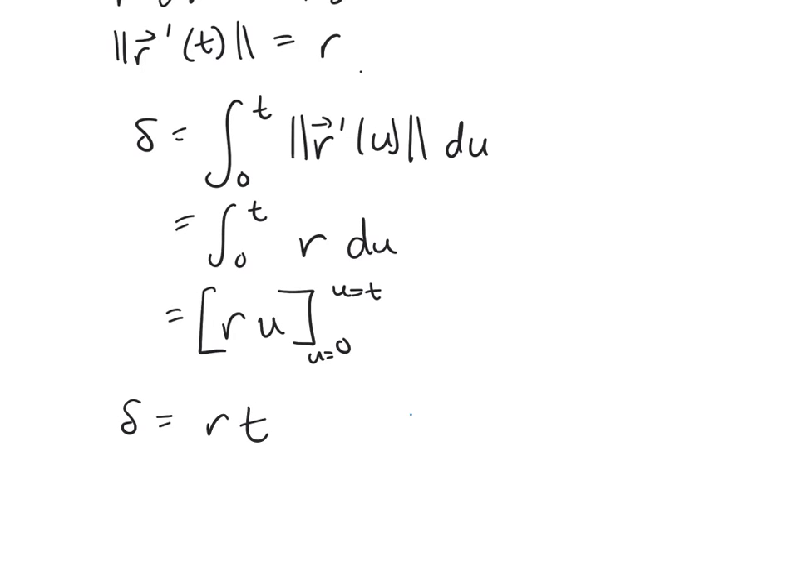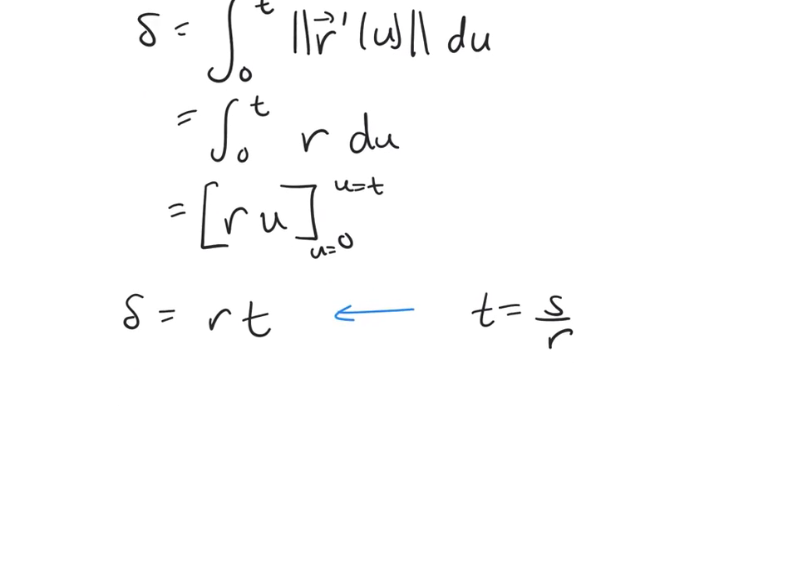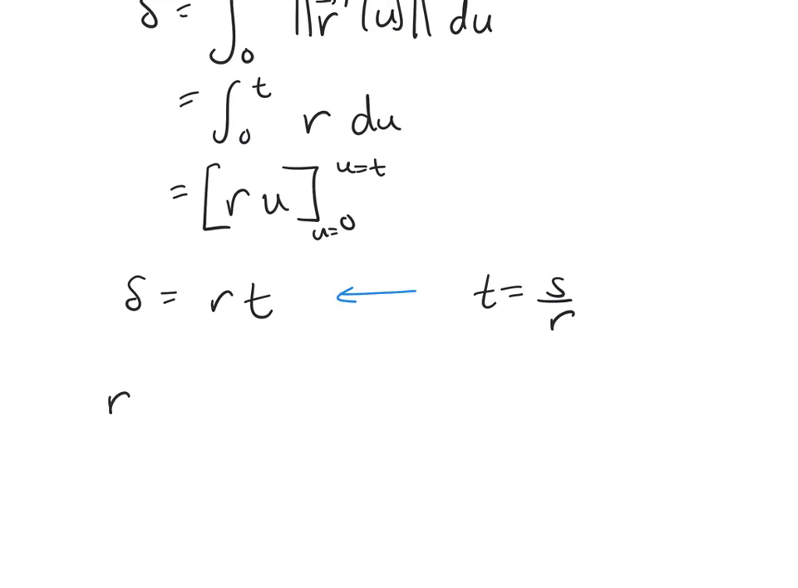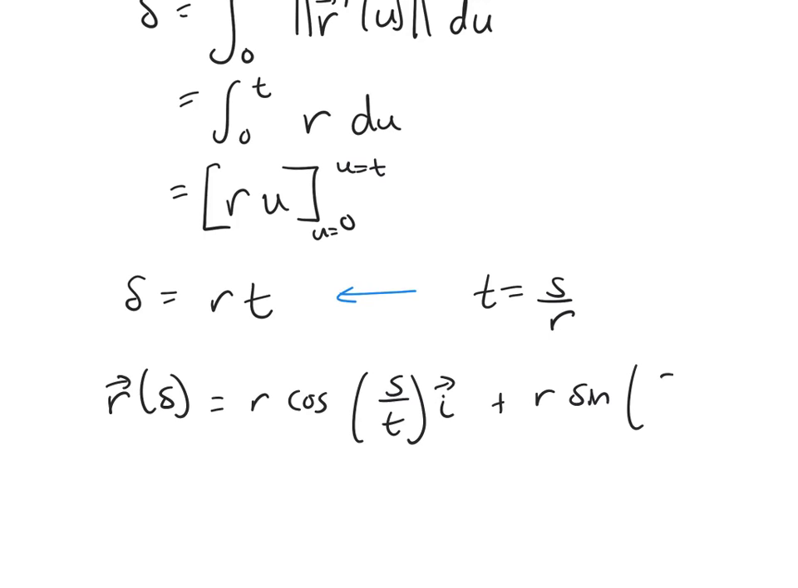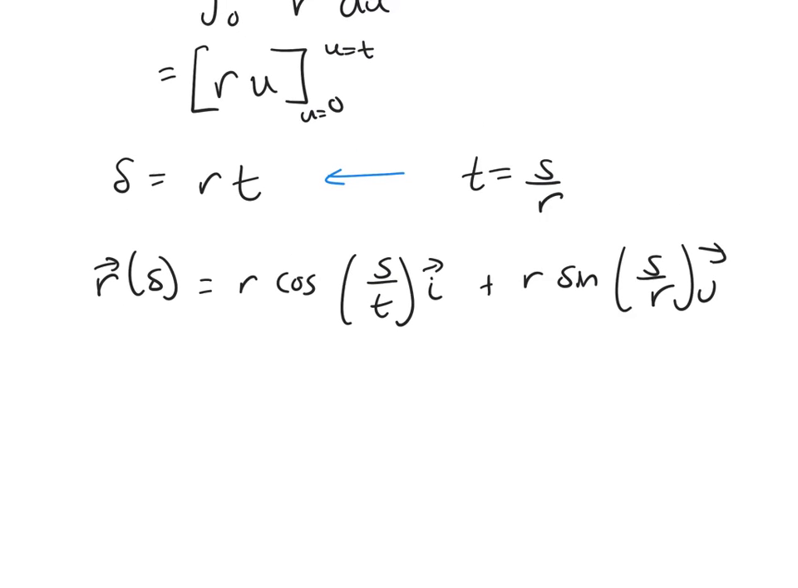So we're going to need to solve for t here. t will be s over r. And we're going to plug this into our formula for r so that we have r in terms of our arc length parameter. So r cosine of s over r i plus r sine of s over r j. And now here's our formula for r in terms of the arc length.